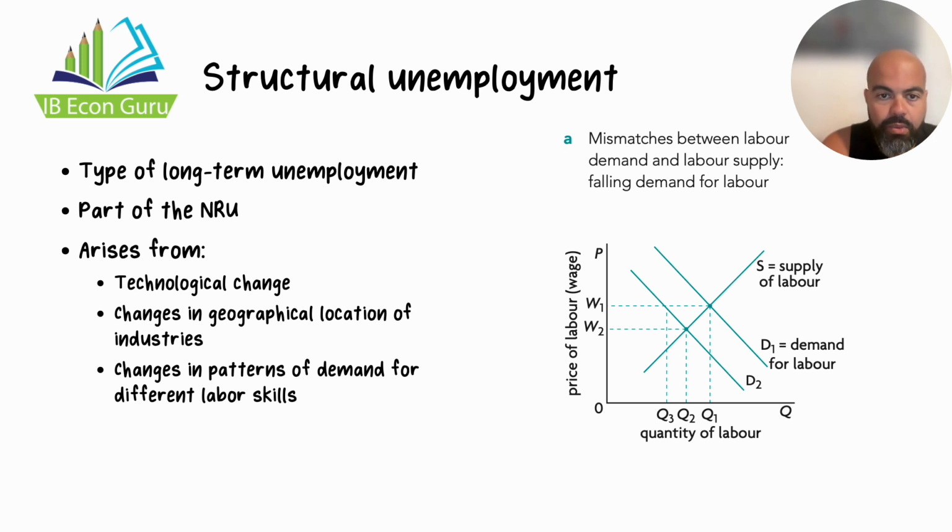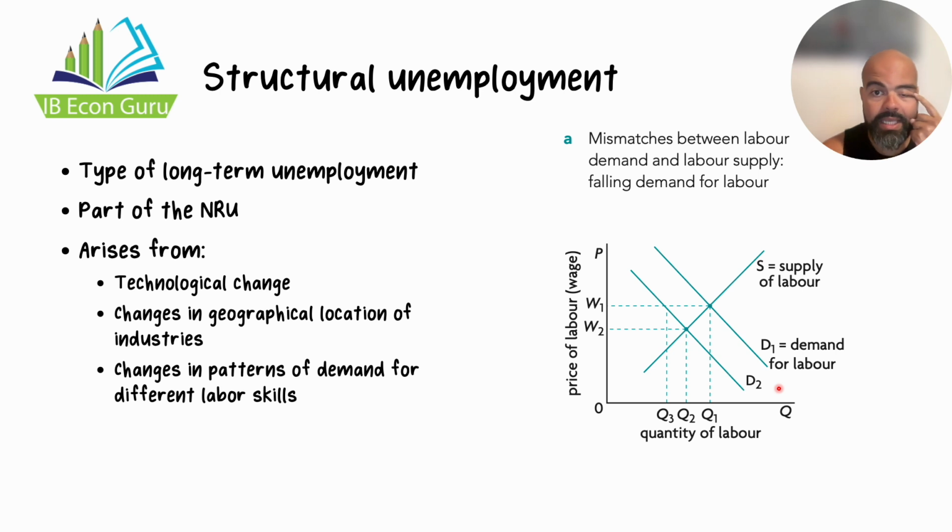So as you can see here, we've got price of labor, the wage, on the y-axis, and quantity of labor on the x-axis. This is what I mean by this diagram is microeconomic. It's not a diagram for the economy as a whole using average price level and real GDP. It's a microeconomic diagram just focusing on the labor market. So the demand for labor, for whatever reason, maybe because industries are shutting down and moving overseas, that's a change in geographical location, or there's technological change that's causing a decrease in the demand for labor.